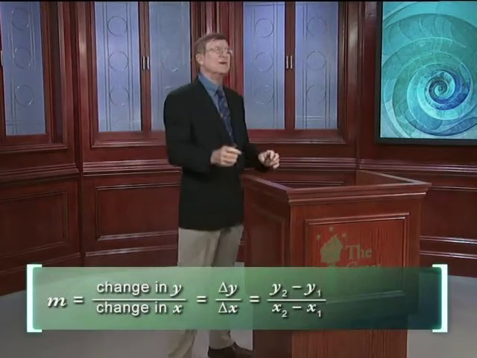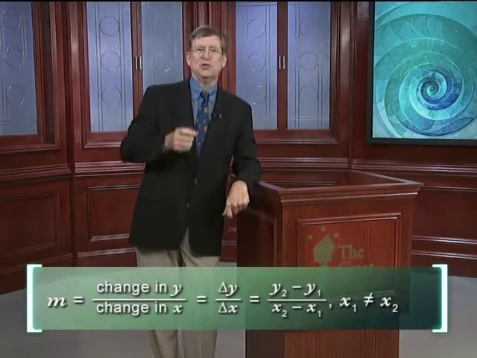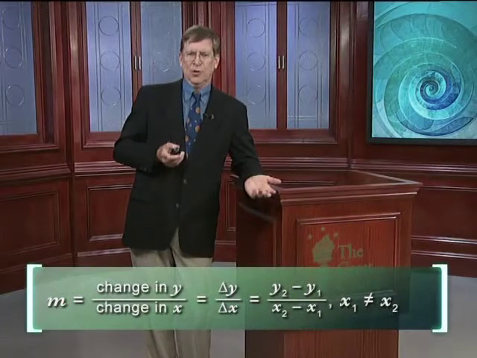And of course, I said the line was non-vertical. That's equivalent to saying that x1 and x2 were different. Otherwise, you'd be dividing by 0, which is a no-no in mathematics.